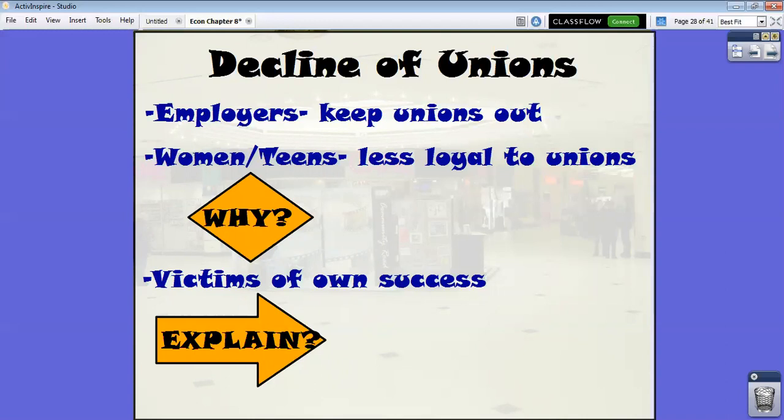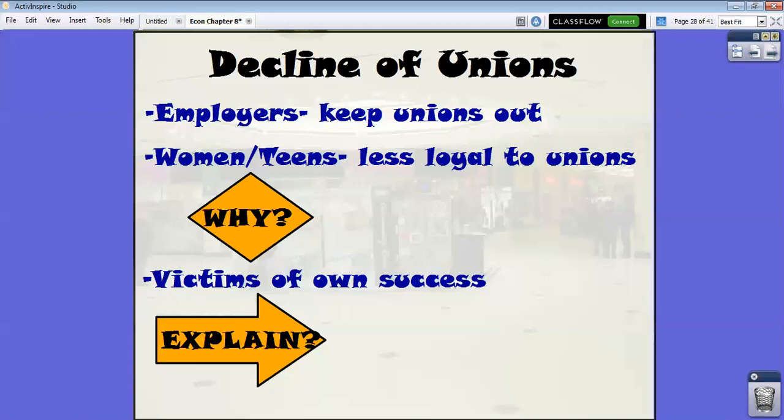Another reason we see the decline of unions is women and teens just aren't loyal to unions. As you know, as teenagers, the job you have now very seldom is the job you want to hold for the rest of your life. So you're not really dedicated to promoting the union or the job that you're in. Women tend to leave the workplace more often because of families, so their loyalty resides with their family and less with unions.